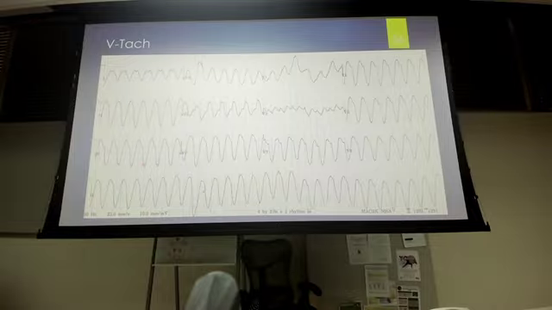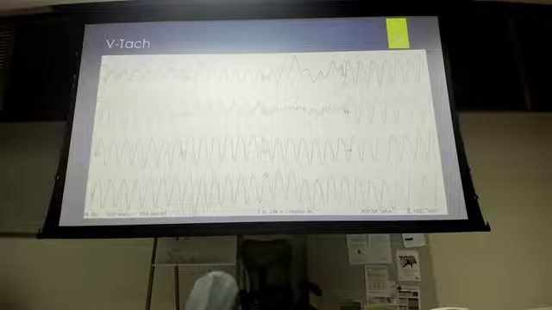So if you count this rate, count it from these R waves up here, that is super fast. So 300 is here, 150. We're about 150 or so. So a pretty quick rate.